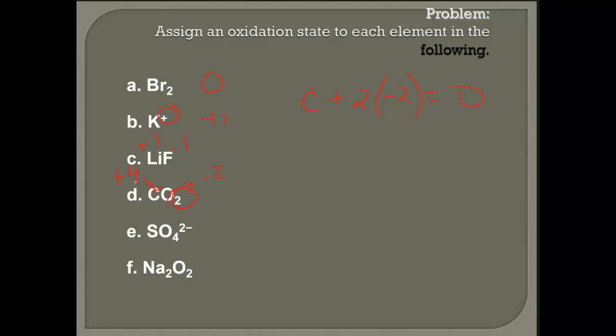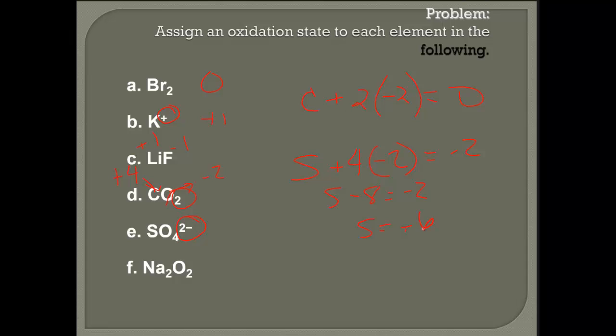The next one, sulfate. We have 1 sulfur and 4 oxygen. Once again, oxygen is a -2. All together it's going to equal -2. So S minus 8 is equal to negative 2. That means sulfur must equal a positive 6.